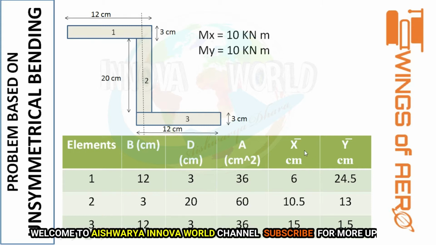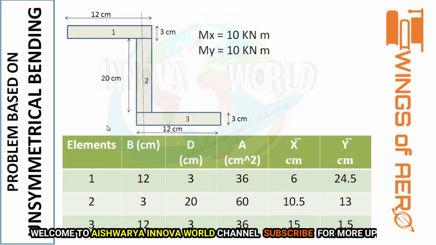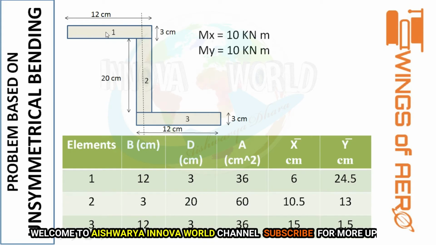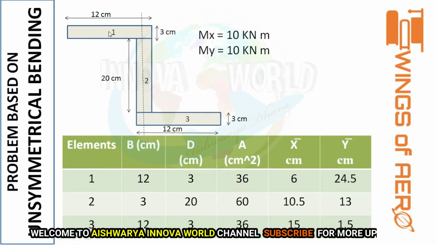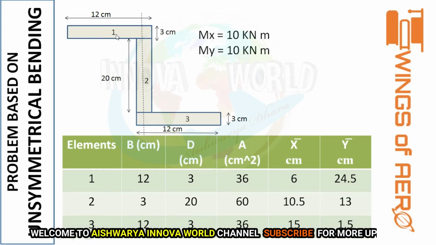Now what is the centroid for this element? We have to take a reference point from here. That is, total is 12, so the midpoint will be 12 by 2, so 6. And what is y? Y will be from here to the midpoint of this. So from here to here is 20 plus 3, 23, plus 1.5. So you get 24.5.